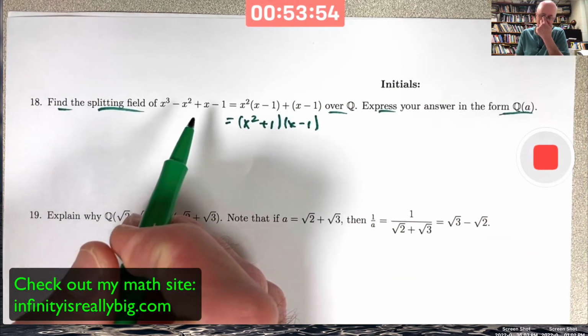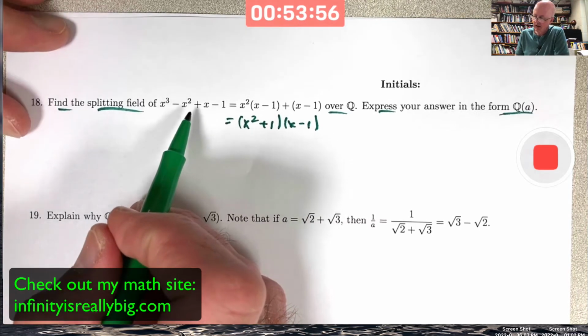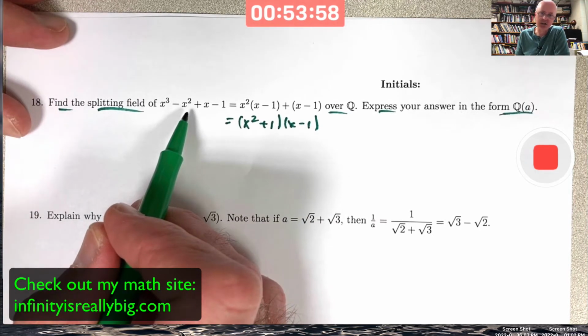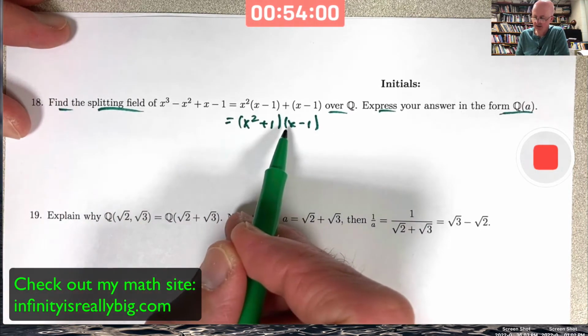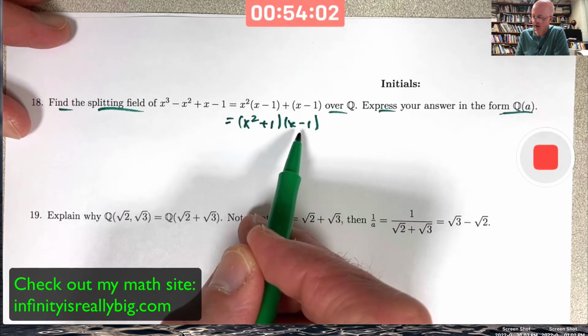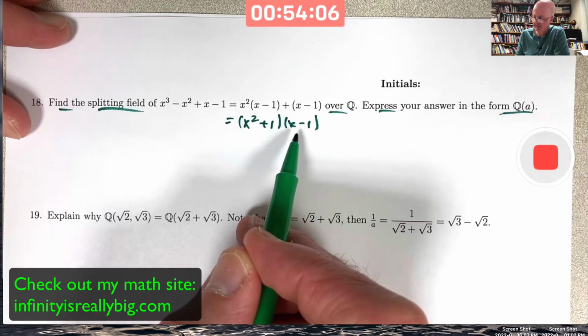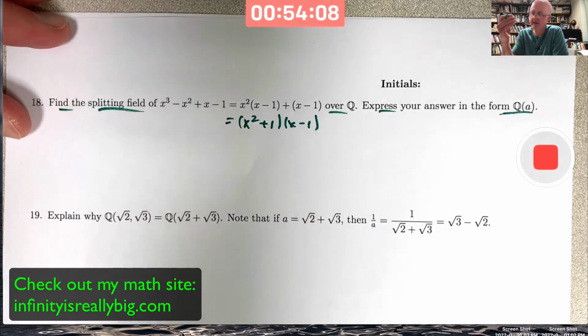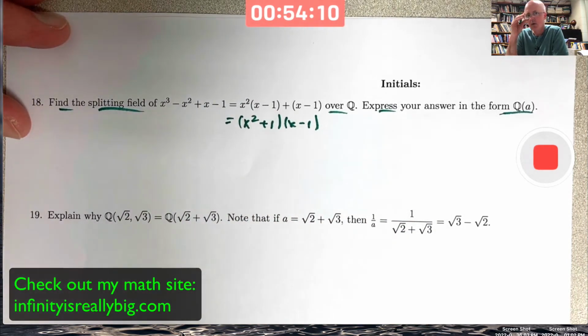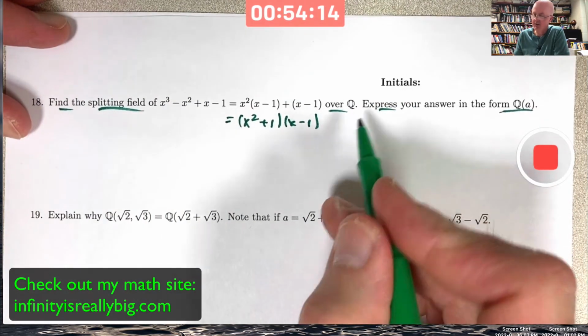So this polynomial is reducible over Q, because I can factor it in terms of lower degree polynomials. I'm after the splitting field of it, meaning I'm after the smallest field extension of Q, or the smallest subfield of C, that contains all of Q and also the roots.